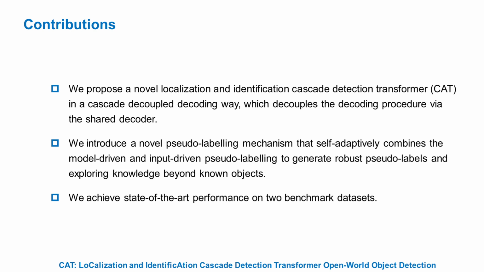Motivated by the above findings, we do the following work. We propose a novel localization and identification cascade detection transformer, CAT, in a cascade decoupled decoding way, which decouples the decoding procedure via the shared decoder. We introduce a novel pseudo-labeling mechanism that self-adaptively combines the model-driven and input-driven pseudo-labeling to generate robust pseudo-labels and explore knowledge beyond known objects. And then we achieve state-of-the-art performance on two benchmark datasets.